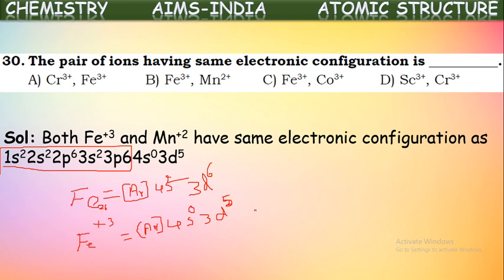So in this way, to avoid confusion in writing the electronic configuration of different ions, we can follow this. First we write the configuration of the complete neutral metal atom in the ground state. Then we remove the number of electrons given by the charge from the outermost orbitals. Now Fe3+ and Mn2+ ions have the same electron configuration according to this. Okay, this is the correct answer.